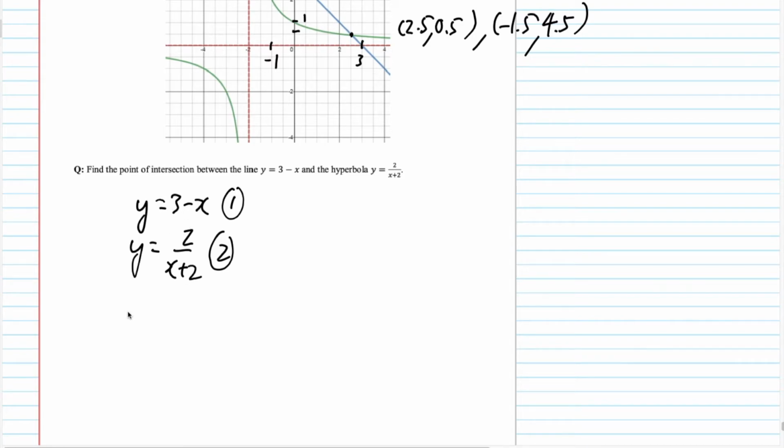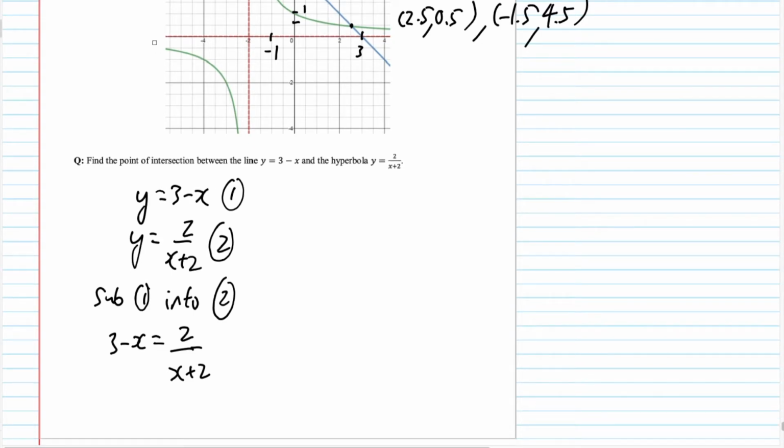The way it's written makes it very easy to substitute. You can just substitute 1 into 2, which means you're substituting this into there. I hope that's quite clear. So then you have 3 minus x is equal to 2 over x plus 2. Now, how would I solve this? As you can see, we have a fraction here, and we do not like fractions. We want to get rid of the fractions.